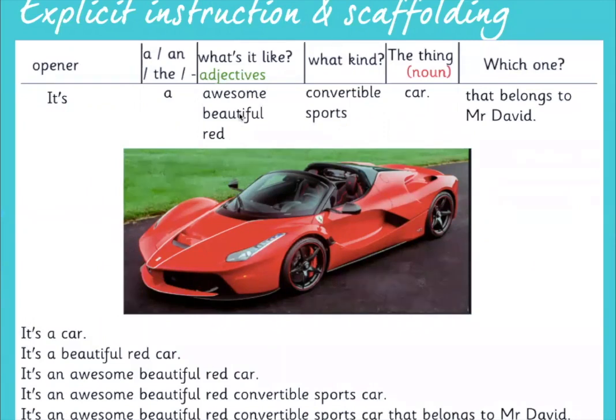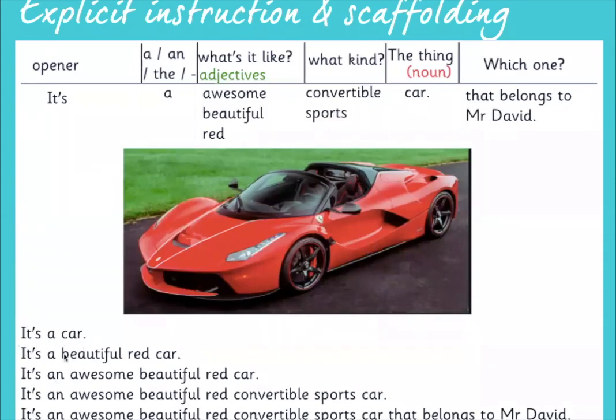So we looked at a car, and then we also included what kind. What kind are things that cannot be argued. So it's convertible. It cannot be argued. Sports. It is a sports car that cannot be argued. Awesome is what I think. Beautiful is what I think. Red is what I think. Adjectives can be interchangeable depending on the opinion of the writer. And then obviously, there we go. So that's how we build a sentence for our expanded noun phrases, nominal groups.